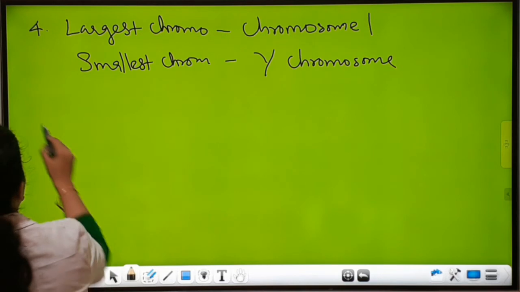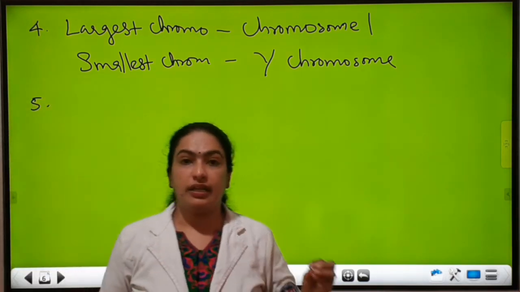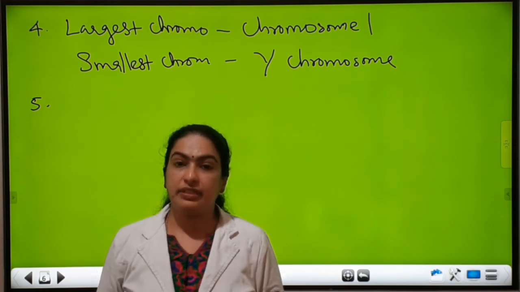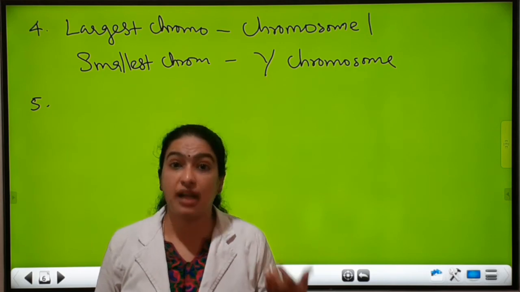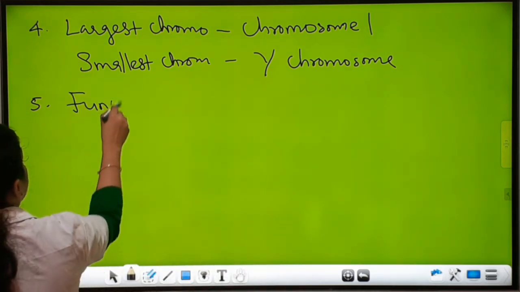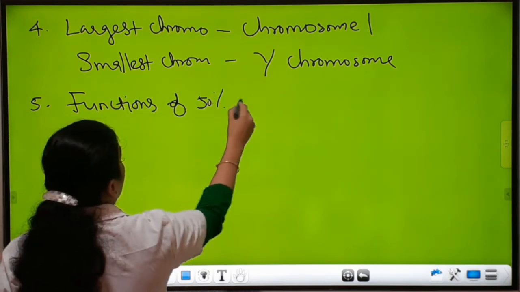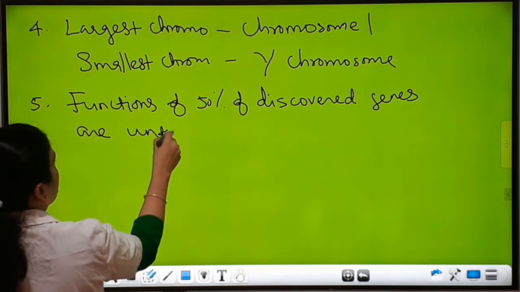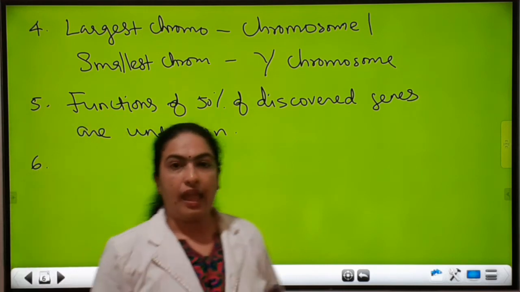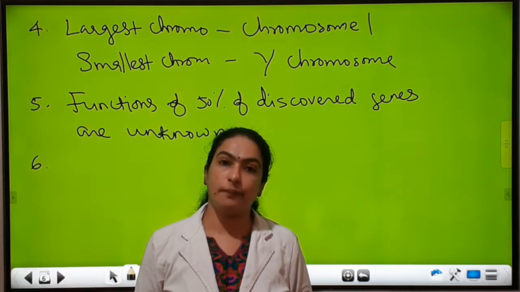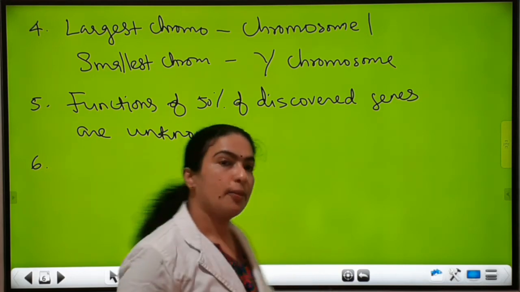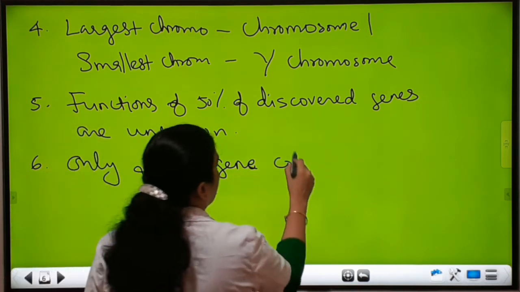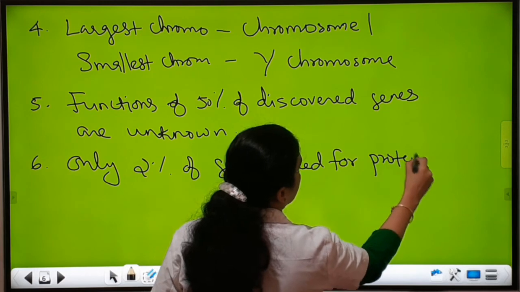Now we can see the next point. As I told you, 30,000 genes are there in the human DNA. And out of these 30,000 genes, the functions of 50% of the discovered genes remain unknown. So, functions of 50% of discovered genes are unknown. And only 2% of the total genome is involved in protein synthesis, that is, coded for protein synthesis.